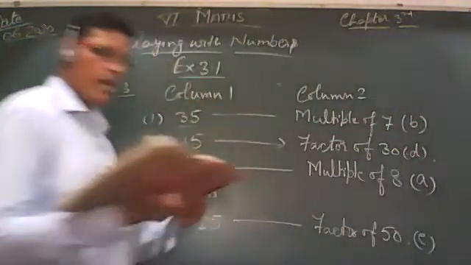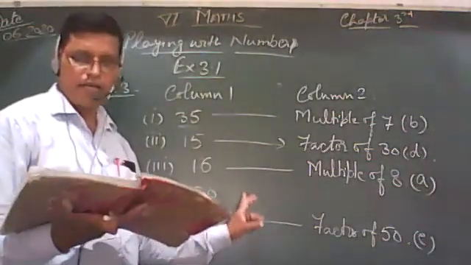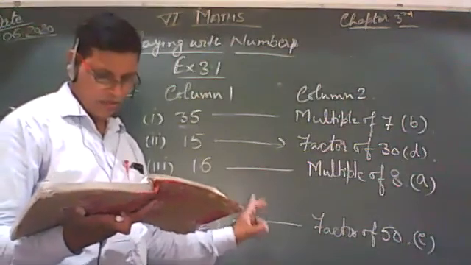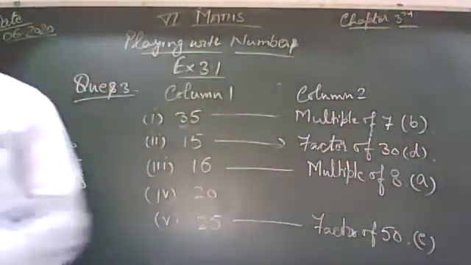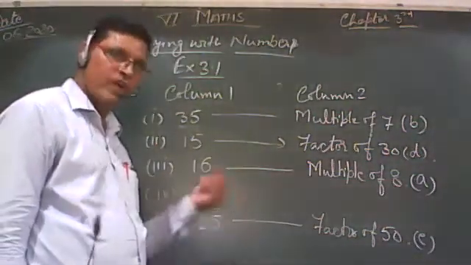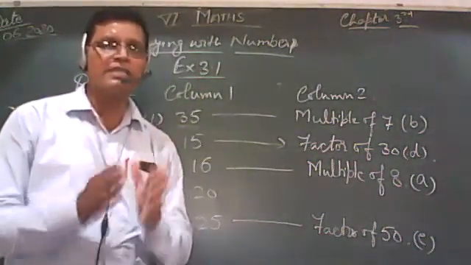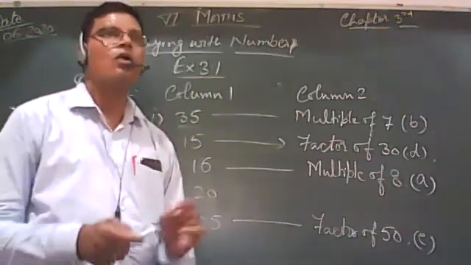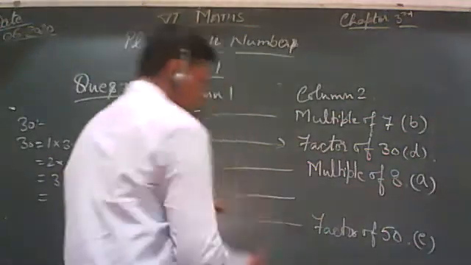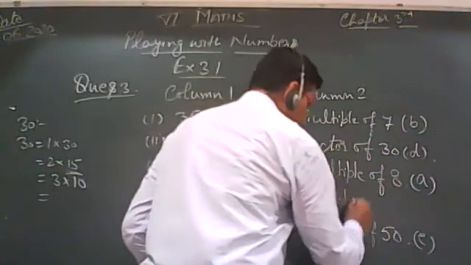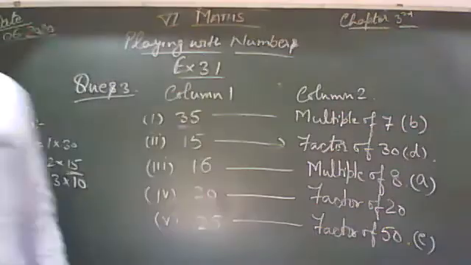And the last part, factor of 20. 20 is the factor of 20, because the number itself is a factor of the given number. Therefore, this number is the factor of 20, and this is the part F.